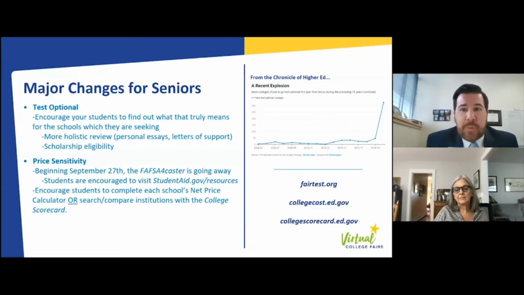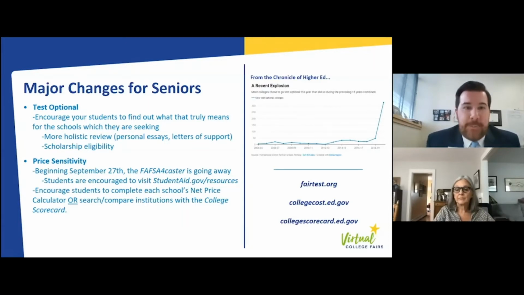And so many schools are recognizing the need for access for students and the concern that students have had with the testing or lack thereof this year. So definitely test optional has been a major change for your students. It's important that you encourage your students to find out what that truly means for schools that they're seeking and applying to. NACAC just released a statement on what test optional means. We appreciate that, and the schools that have signed on to that.